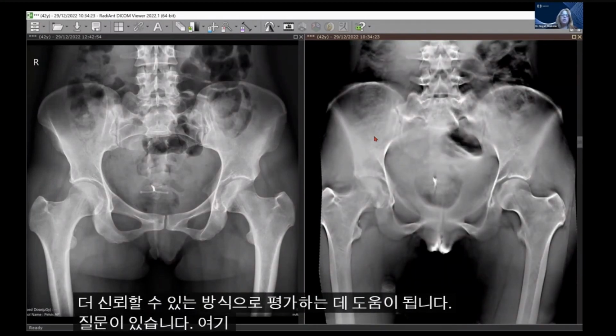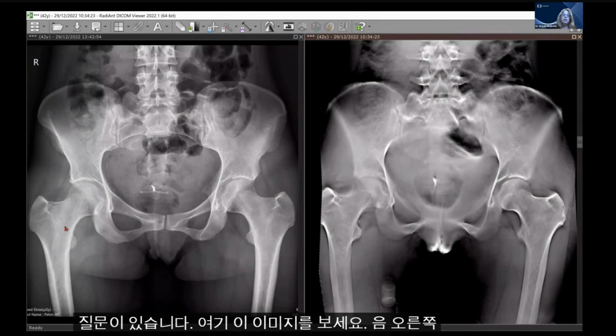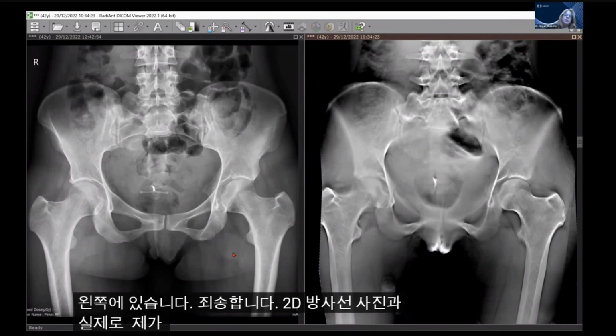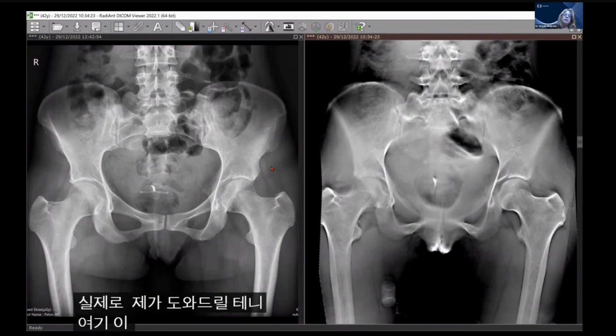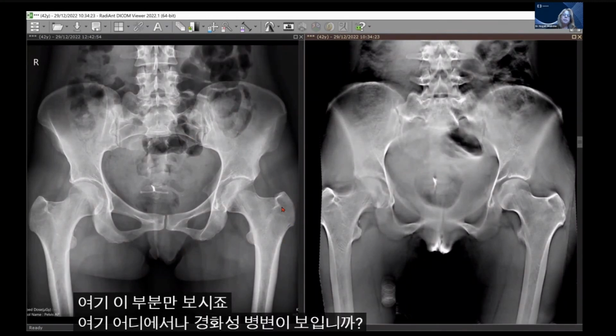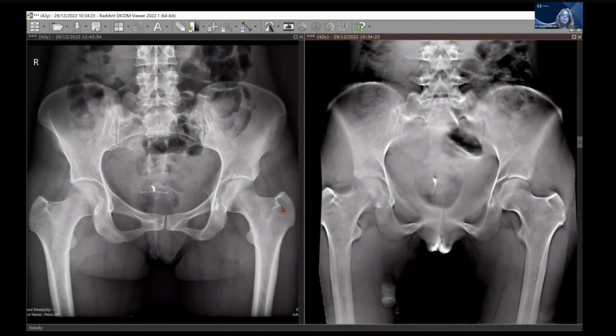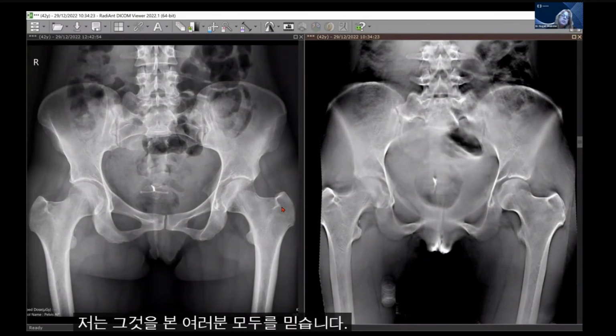And I have a question for you. Look at this image here on the right, on the left, I'm sorry, the 2D, the radiograph. And actually, I'm going to help you. Look only at this area here. Do you see a sclerotic lesion anywhere here? I believe all of you that looked at it do not see a sclerotic lesion here.